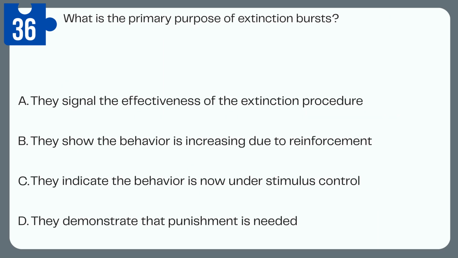Question 36. What is the primary purpose of extinction bursts? A. They signal the effectiveness of the extinction procedure. B. They show the behavior is increasing due to reinforcement. C. They indicate the behavior is now under stimulus control. D. They demonstrate that punishment is needed.